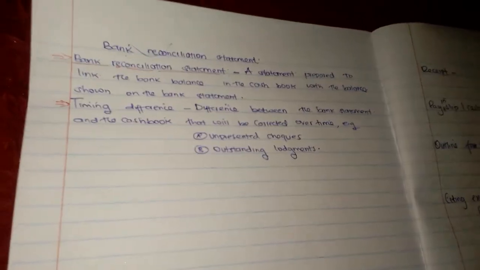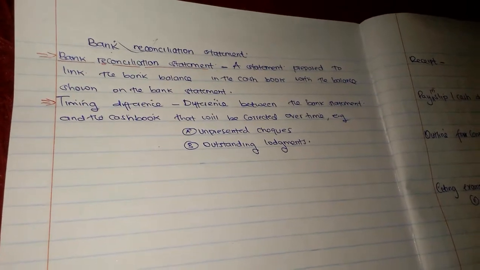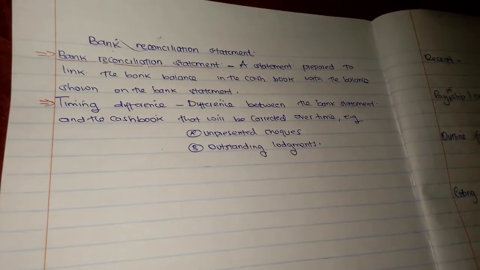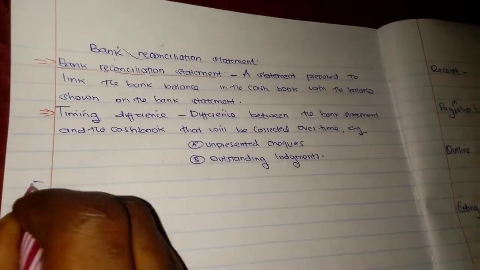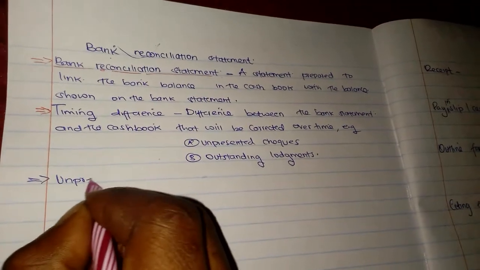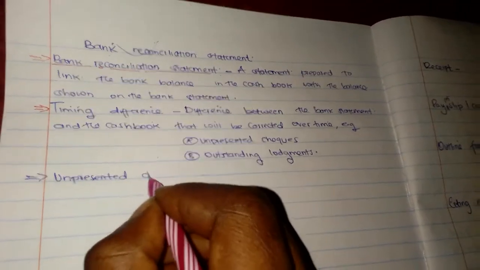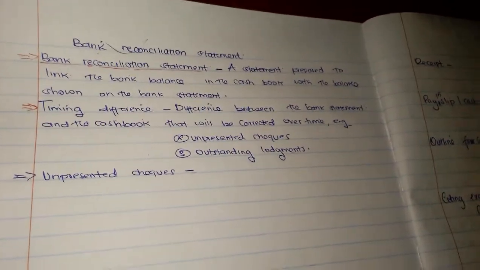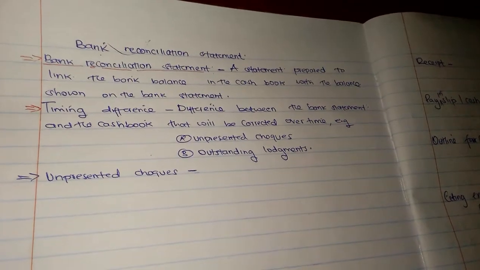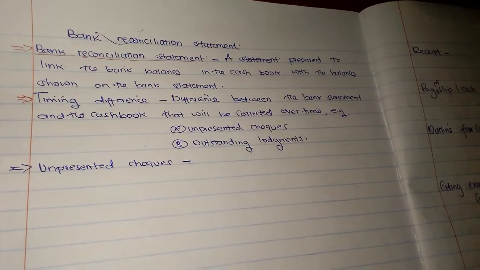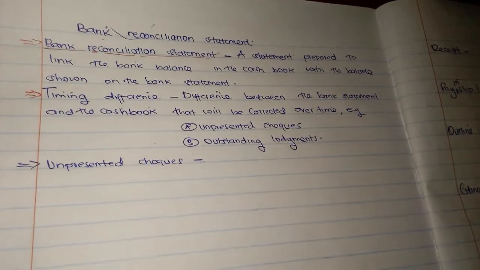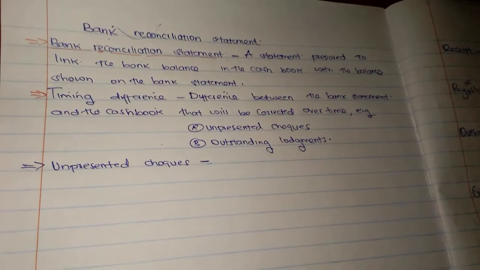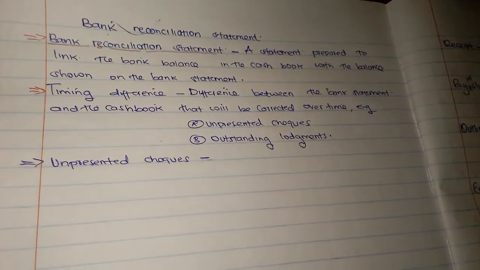So from those two definitions, we have realized we have another two terms that we need to know: unpresented checks and outstanding lodgements. So what is an unpresented check? Even from that word, you'll find out these are amounts that have been paid into the bank but not yet recorded on the bank statement. Someone gives you a check but you haven't taken it to the bank. That's an unpresented check.